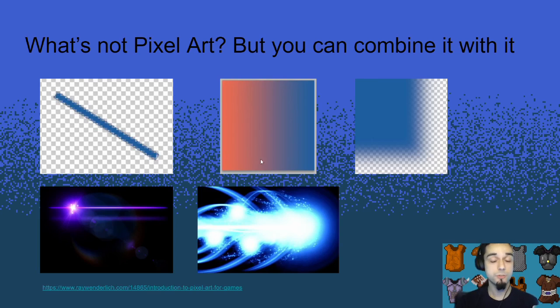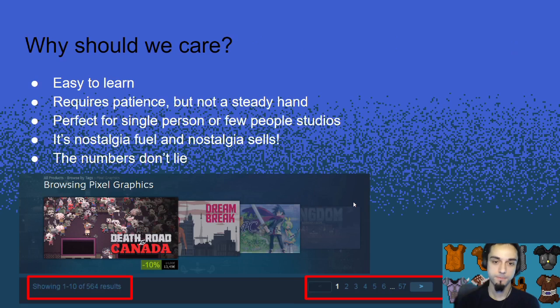So some stuff that you can combine with pixel art is traditional gradients, traditional dithering, and transparency, digital effects like bloom, like lens flares, on top of produced pixel art.